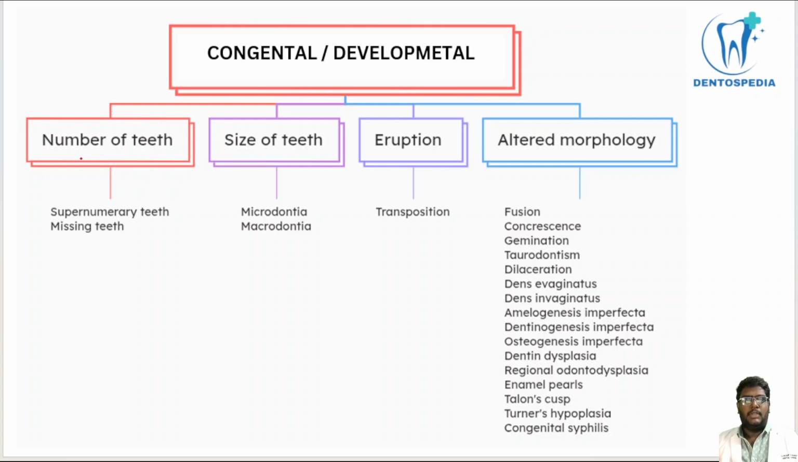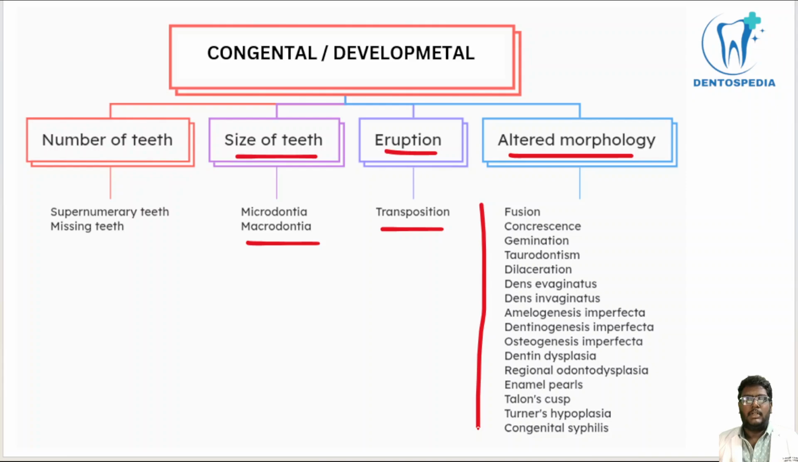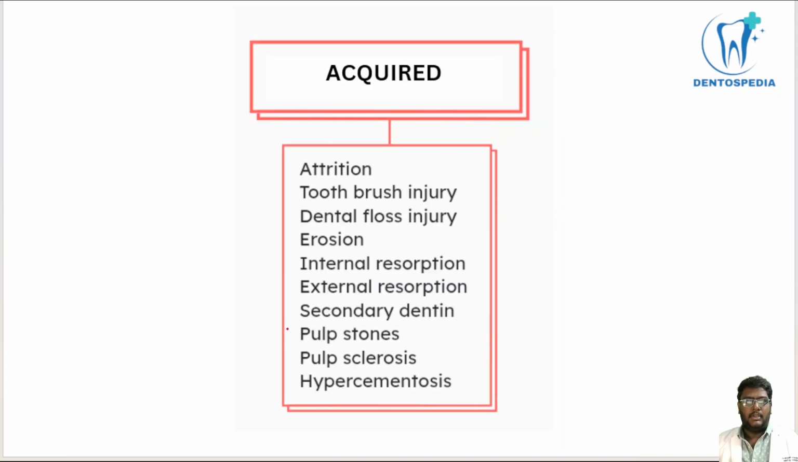If the number of teeth has been affected, there are certain kinds of anomalies. If the size is affected, we have microdontia and macrodontia. If there is any disruption in the eruption process, we get transposition as a dental anomaly. And if there is any altered morphology, we get these kinds of dental anomalies. We will discuss each one by one. Coming to the acquired dental anomalies, we have certain kinds of pathologies or disorders. They have different kinds of etiologies, and we will discuss each one by one.